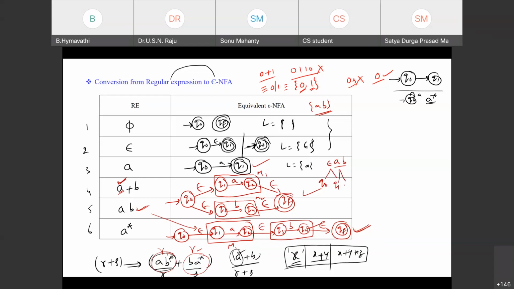Okay, Q1 on A, Q2. Q2 on B is not defined. Then we take another epsilon. Yes, we can assume any number of epsilons. So Q2 on epsilon is Q3. Then Q3 on B, Q4. Then Q4 is not defined, so I am assuming one more epsilon here. Q4 on epsilon is QF. So I'll say that the string is accepted. Now this is for AB.